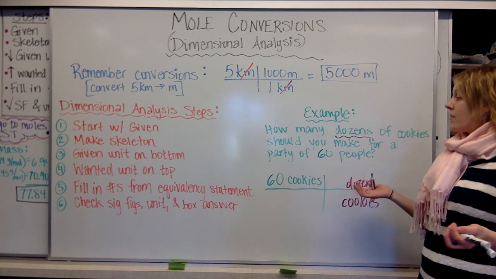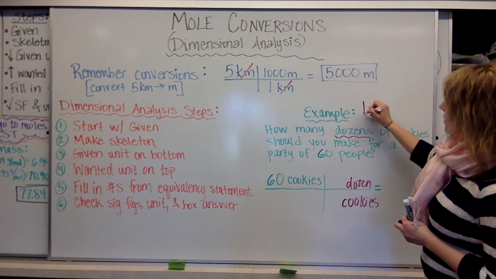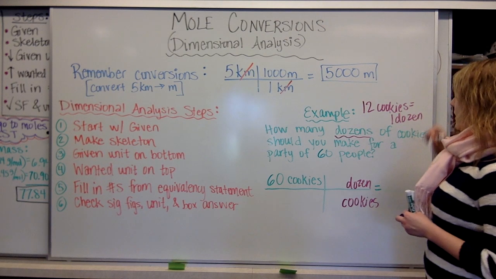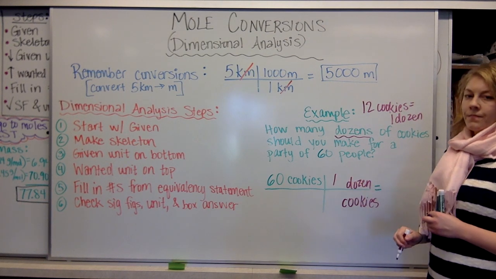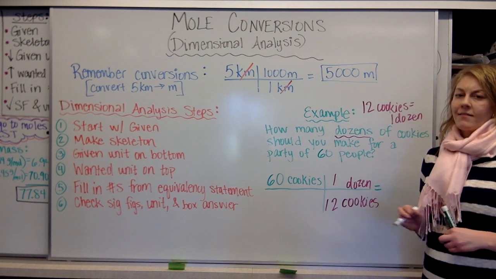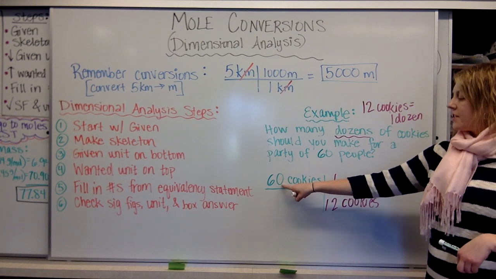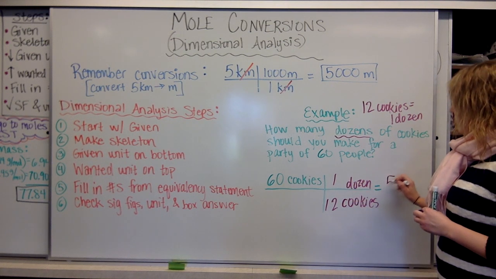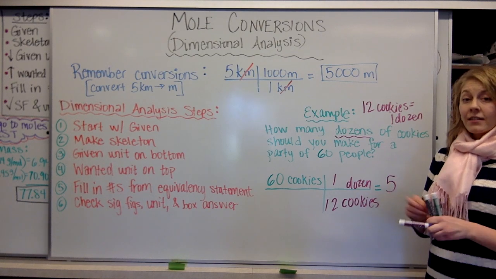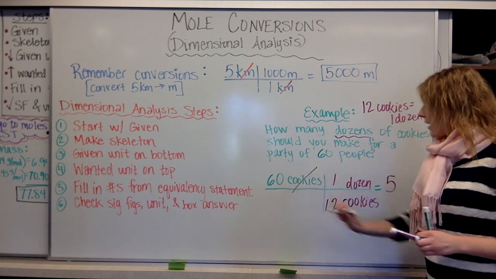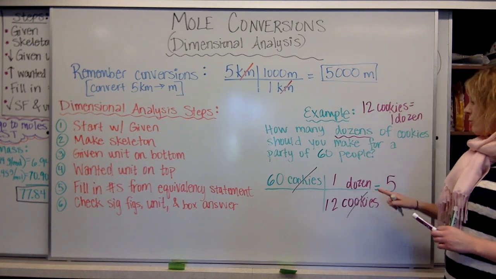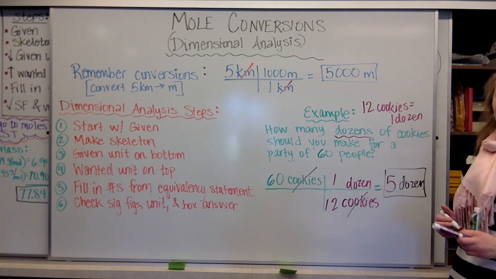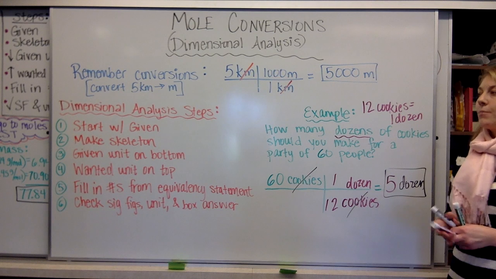Then we fill in our numbers. Well, what's our equivalency statement? We know that 12 cookies equals 1 dozen. All right, so 1 dozen is equal to 12 cookies. Now we can solve. 60 cookies times 1, 60, divided by 12 gives us 5. And what's our unit? Remember that units on top and bottom cross out. So we're left with dozen. So we would need to make 5 dozen cookies. Okay, so that's an everyday example we might see.